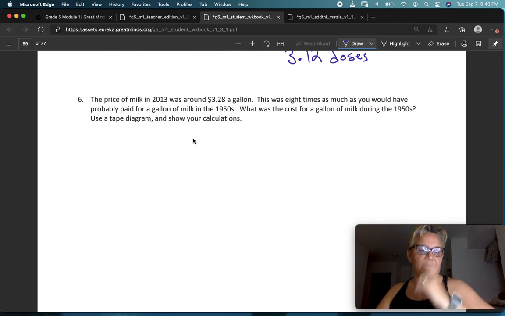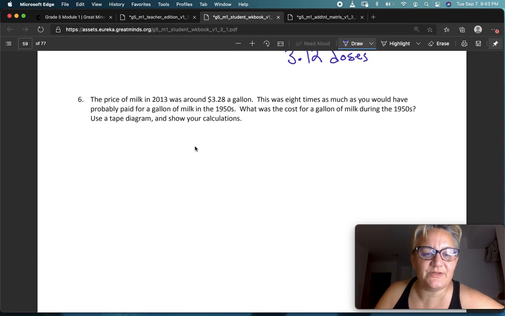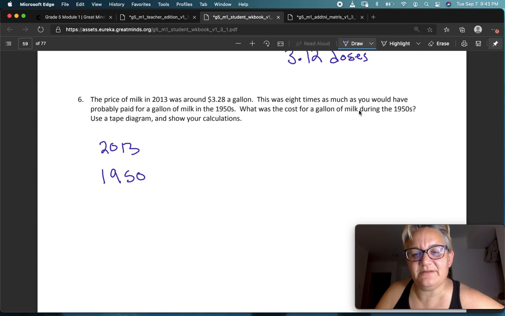The price of milk in 2013 was around $3.28 a gallon. This was 8 times as much as you would have probably paid for a gallon of milk in the 1950s. So we're going to put 2013 here and 1950 here. What was the cost of a gallon of milk during the 1950s?